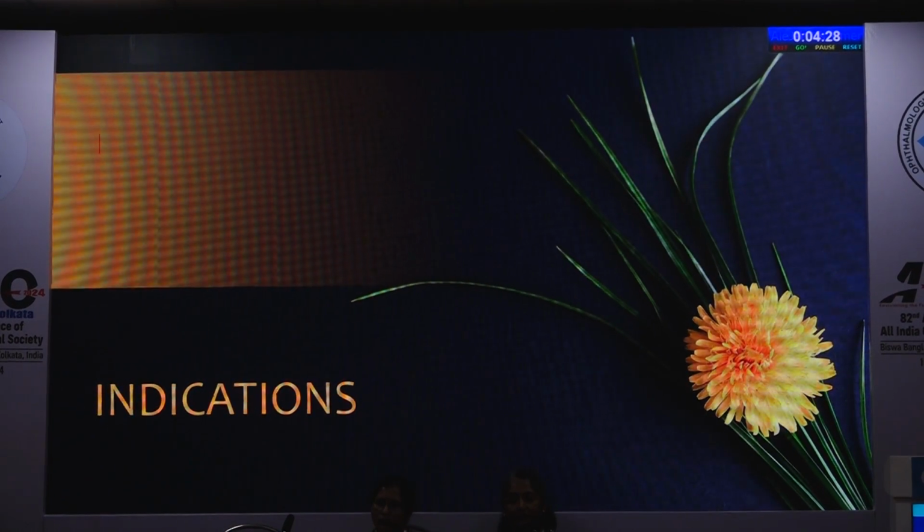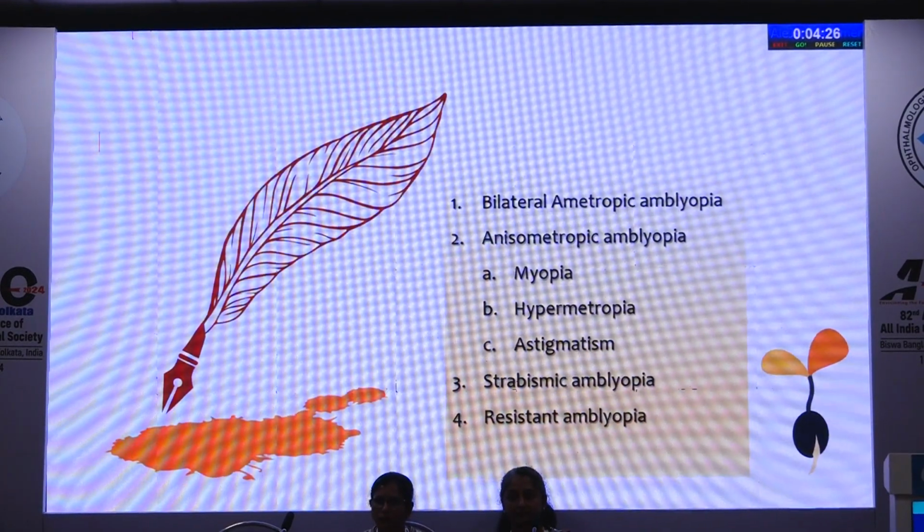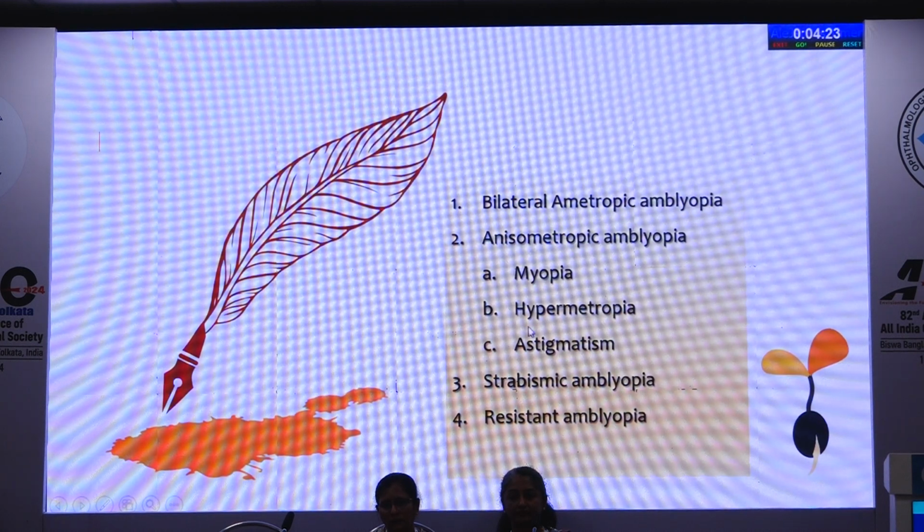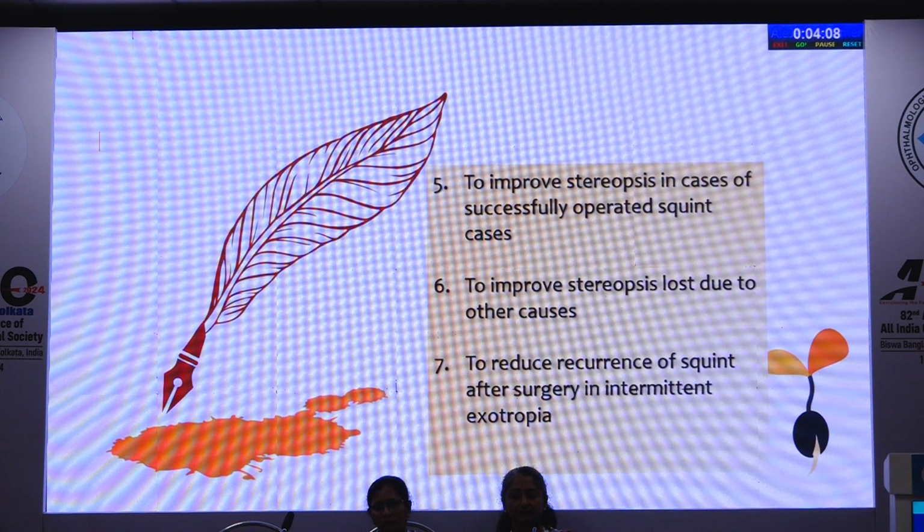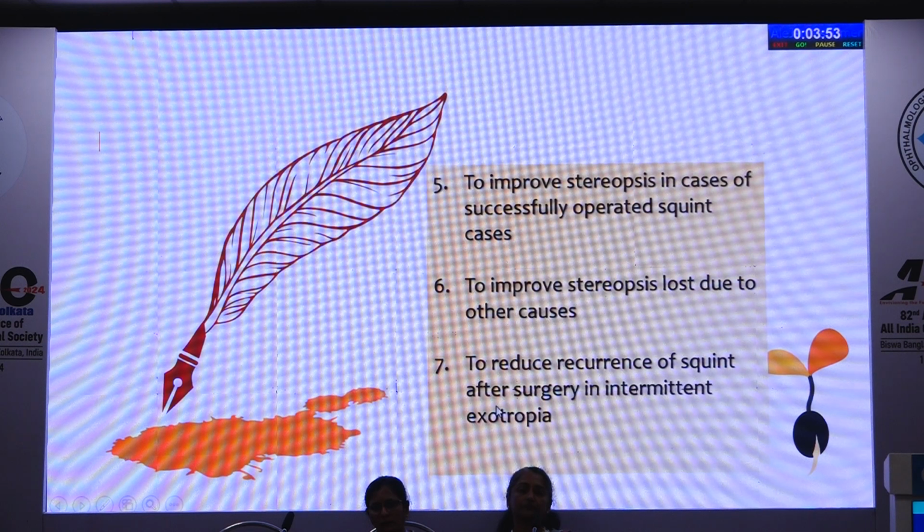So, indications. I will start with the most common indications. It was first started for different kinds of amblyopias: ametropic amblyopia, different kinds of anisometropic amblyopia, even strabismic amblyopia in some cases after the correction of the strabismus, and stimulation deprivation amblyopia in very few selected cases. Along with this, those people who have been successfully treated for squint cases, it has also been used in certain cases to reduce the recurrence of squint after surgery in intermittent exotropia by improving the focus and the control.